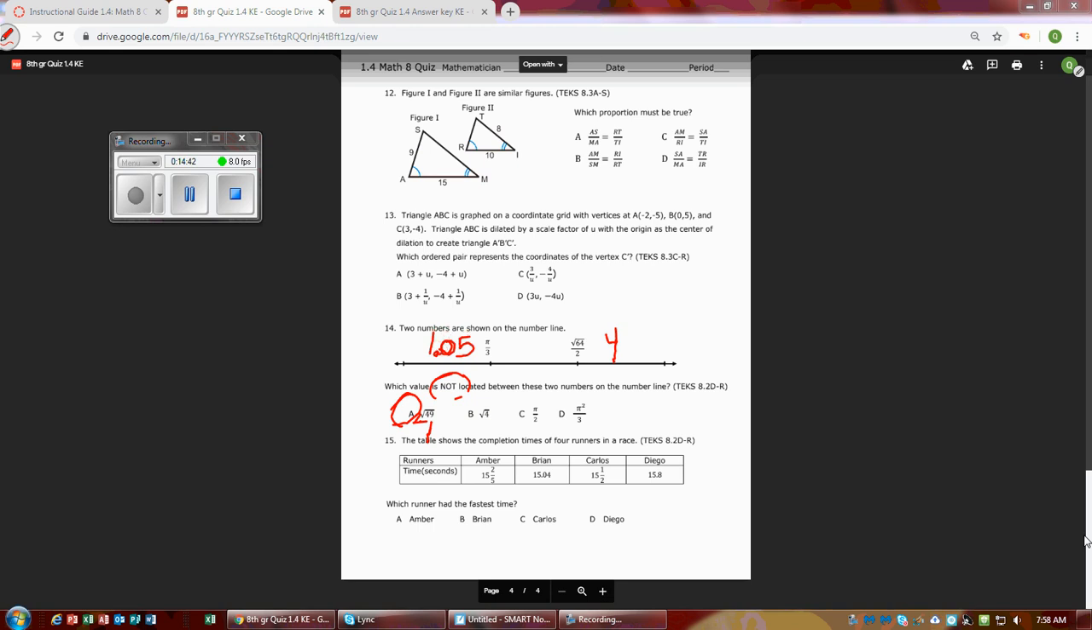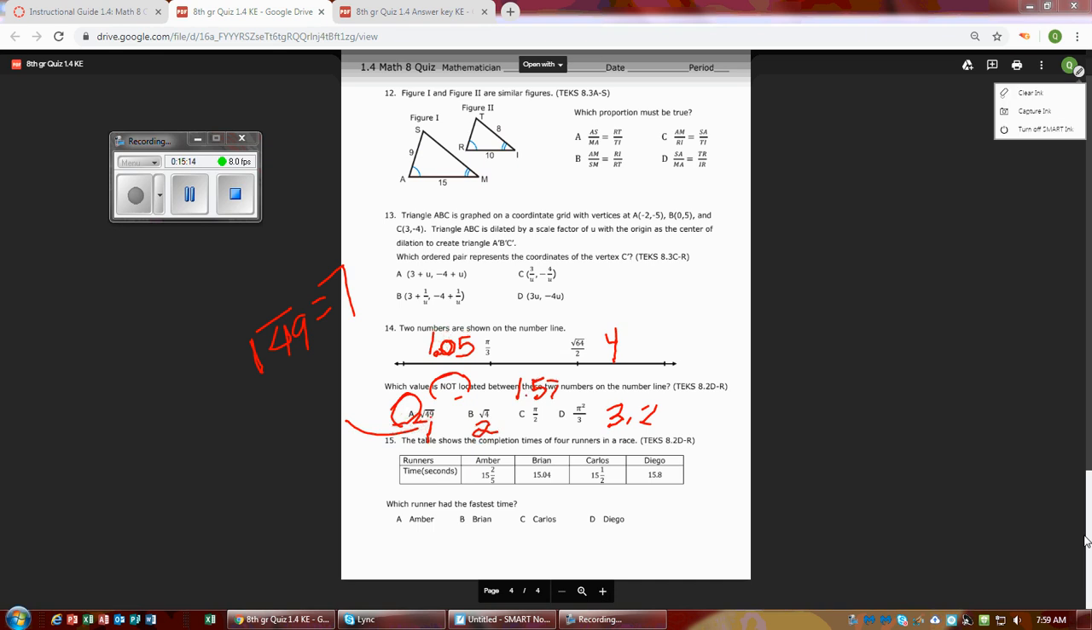But let's just double check. Square root of 4 is 2. Pi divided by 2, you would have got 1.57. So that's between 4 and 1.05. And then pi squared, which is 3.14 squared, divided by 3, you would have got 3.2, and again, that's between 4 and 1.05. So the only one that's not is the square root of 49, which equals 7.